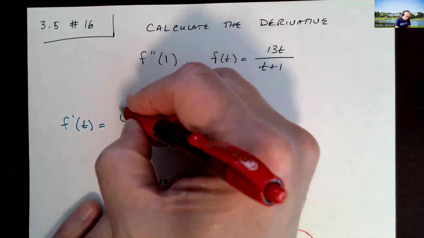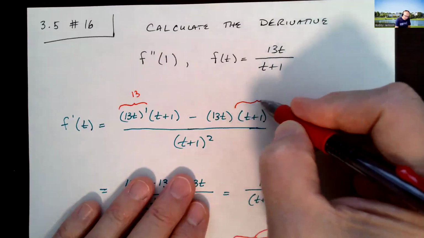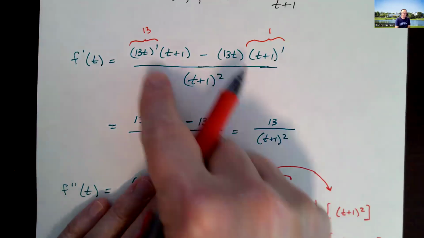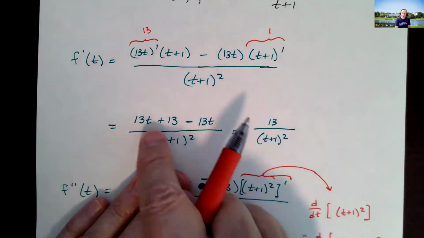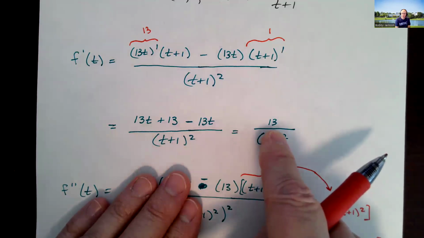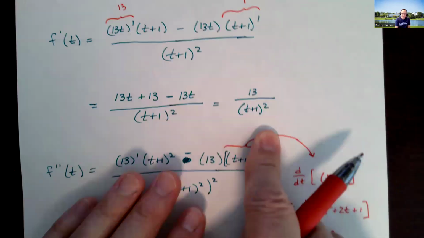And of course, the derivative of 13t is just 13, and the derivative of t plus 1 is just 1. So when I simplify down, I get this. I can distribute the 13 through, 13t plus 13, and then I can simplify. 13t minus 13t is 0, and I'm just left with 13, of course, over the bottom function squared. Now, that's the first derivative.